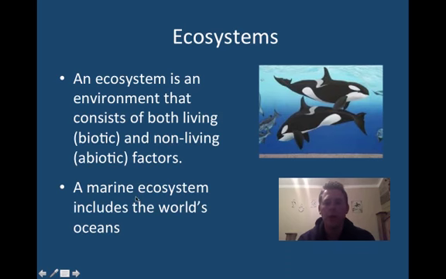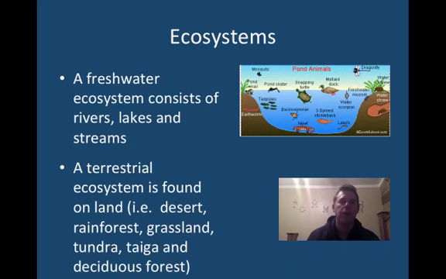Okay. The picture here you see is a marine ecosystem. I think you know by now that a marine ecosystem includes the world's oceans. It's the salt water. It is the biggest ecosystem in the world, or biome, because most of the world is covered by salt water. Okay, a freshwater ecosystem would consist of fresh water, like rivers, lakes, and streams. This picture here you can see has a pond with some animals that live in the freshwater ecosystem.